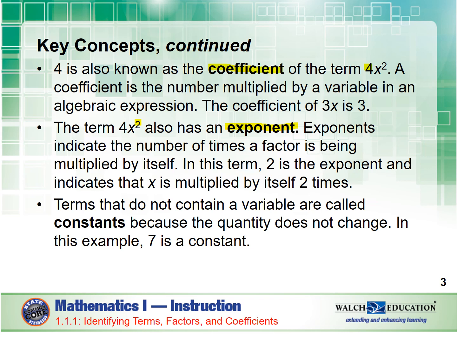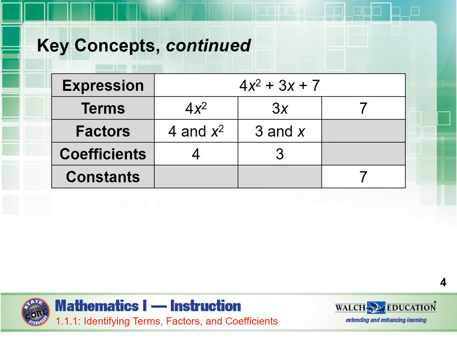And then terms that don't have a variable, which we said earlier was that number 7, it didn't have any letter attached to it, those are called constants because the quantity doesn't change. You're never going to change the number 7 when it's just by itself. When you have a variable next to a coefficient, the variable x could stand for anything, in which case that's going to change what the other number is.